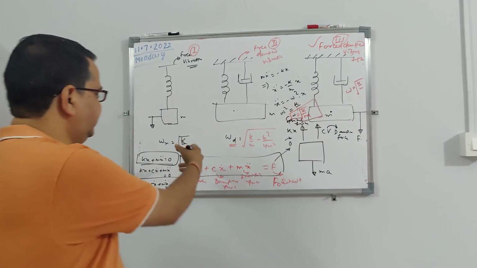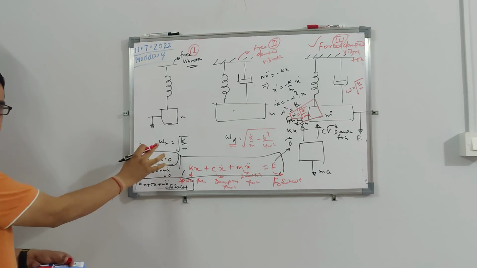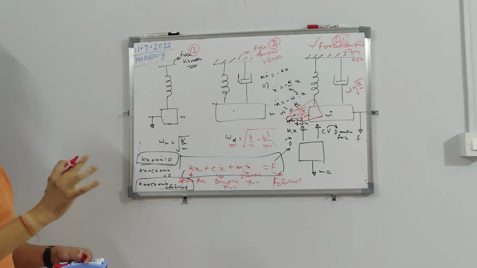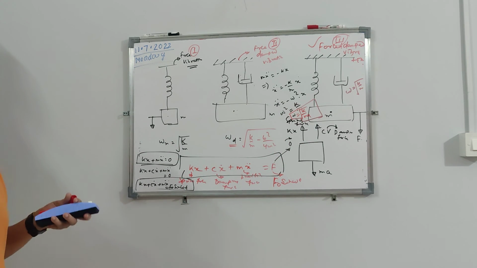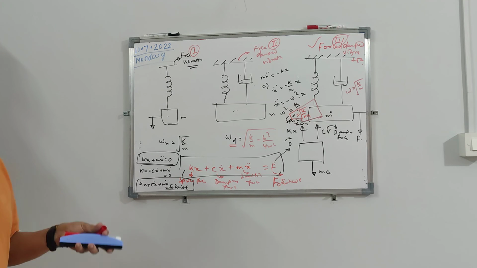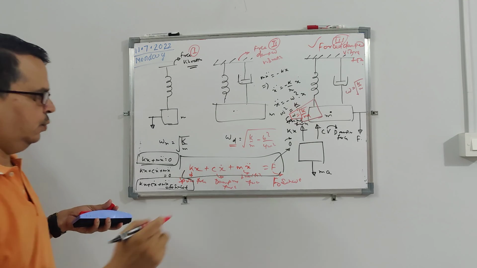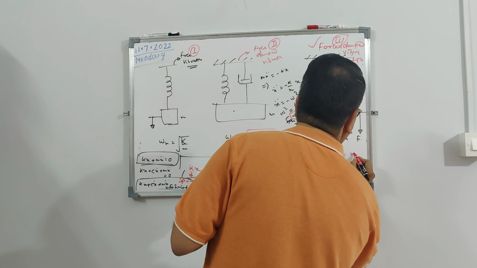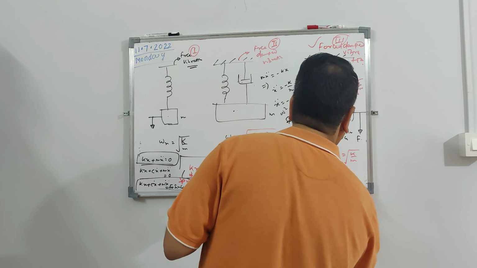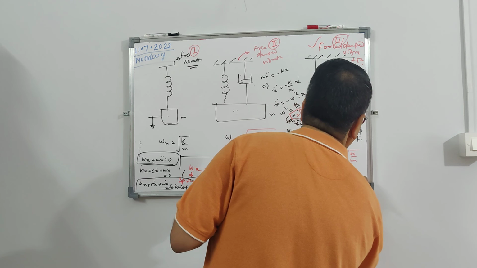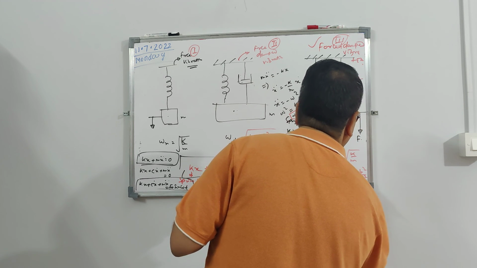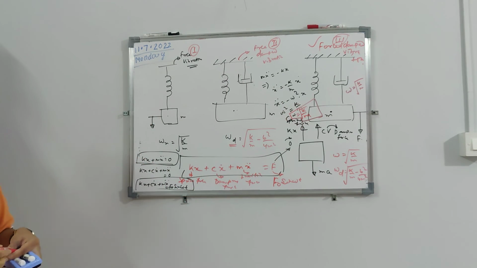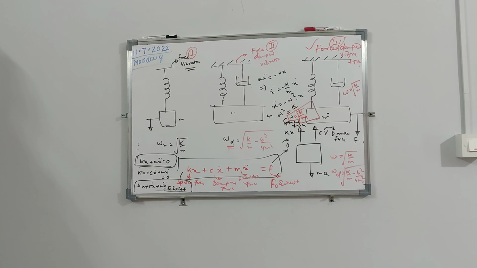So from the simplest free undamped vibration, we find the natural frequency, the angular frequency, to be omega equal to square root of k by m. And when it becomes damped, it becomes square root of k by m minus c square by 4 m square. So these are the things you can take a picture of and just remember. You don't have to derive.